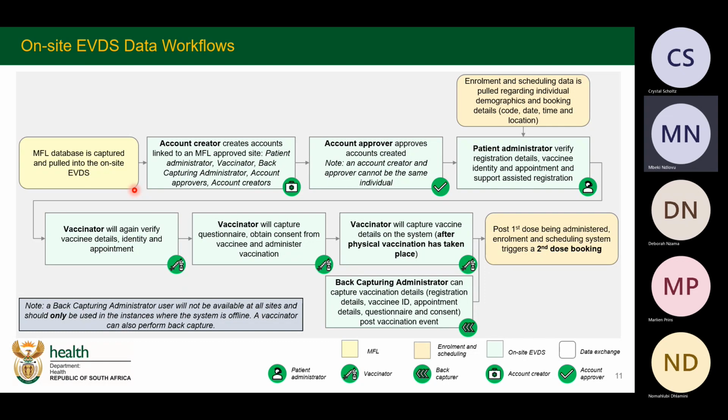Once facilities are in existence, the on-site EVDS processes begin with account creator and account approver. So you need to have an account creator and account approver in order to begin the process of on-site EVDS. So what does the account creator do? Account creator creates accounts that are linked to MFL approved sites. Examples of such accounts are patient administrator, vaccinator, and back capturing administrator accounts. Once you've created such an account, the account approver needs to approve those accounts.